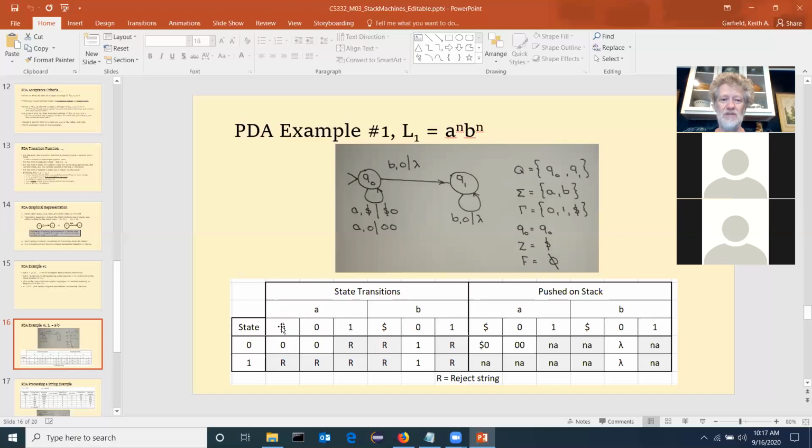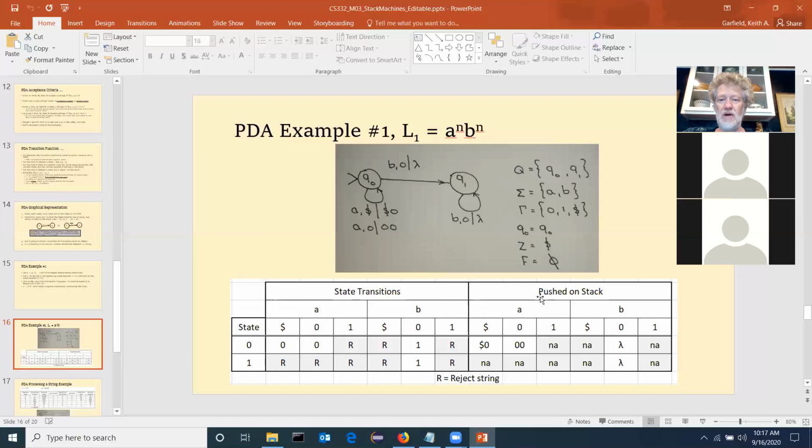What state do I go to? The arrow says if I'm in state 0, I go to state 0. If I'm in state 1, I should never see that, therefore I'll reject that. So in state 0, a dollar sign, I stay in state 0. And for A0, that's here, I stay in state 0, so I do that.